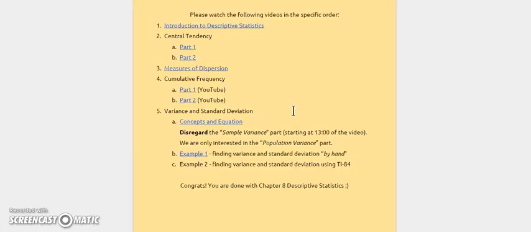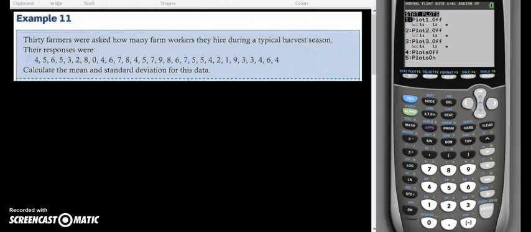We really have to know how to use our TI84 to find population variance and population standard deviation. All right, so let's get started.